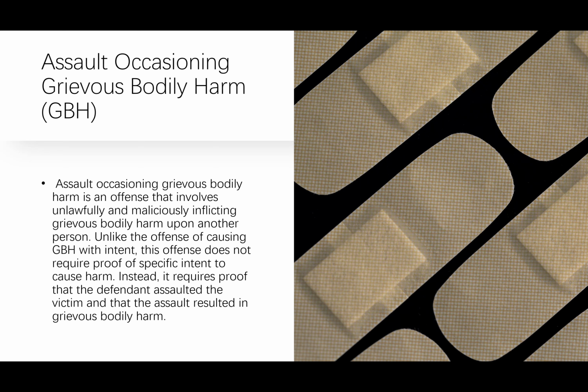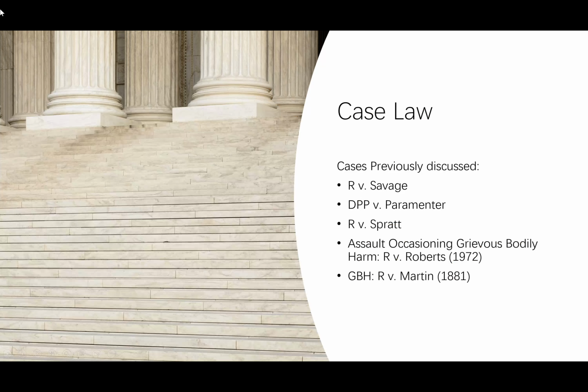There are issues in which persons can fear for their life and end up causing themselves damage, so that's actually probable. The cases that we previously discussed, speaking about any type of battery, wounding, grievous bodily harm, anything like that, we can find them in R v Savage, DPP v Parmenter, and R v Pratt, which was discussed before, when we were looking at murder and manslaughter.